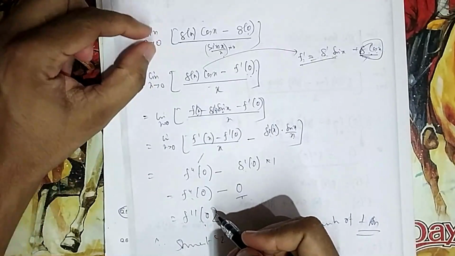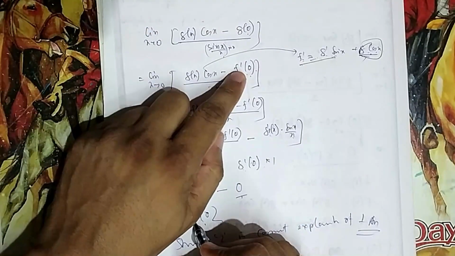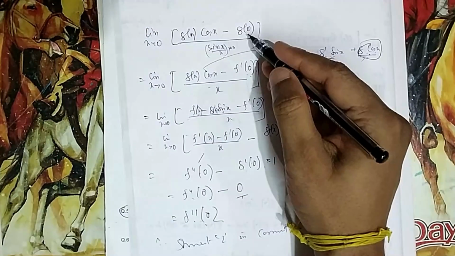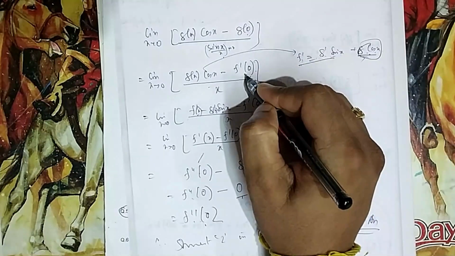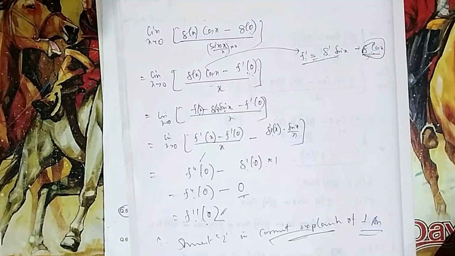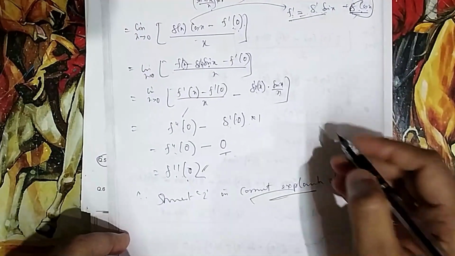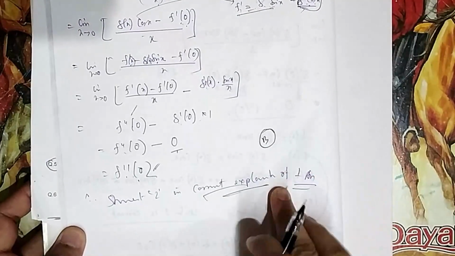So that means this limit that we use in statement 1 is coming to f double dash 0 if I use the second statement. The second statement was g0 is equal to f dash 0. So using the second statement, the first statement we can derive. That's why statement 2 is a correct explanation of statement 1. So it will be option B: 1 is correct, 2 is correct, 2 is a correct explanation of 1.